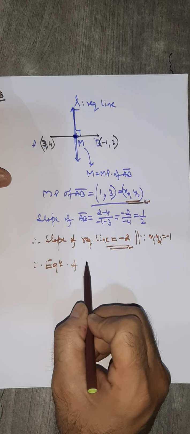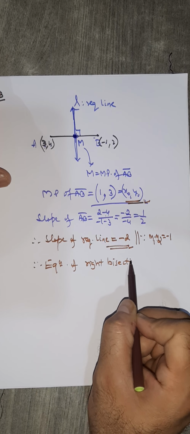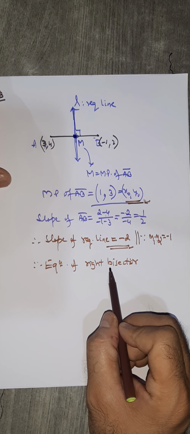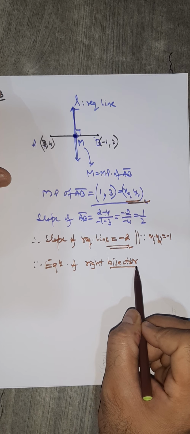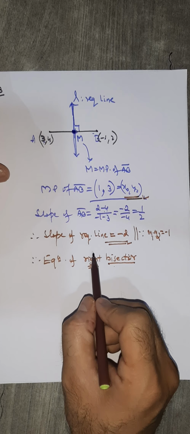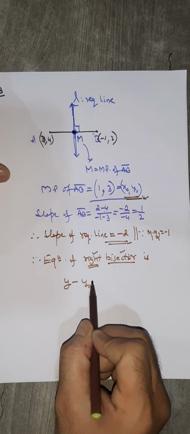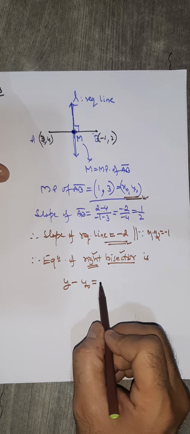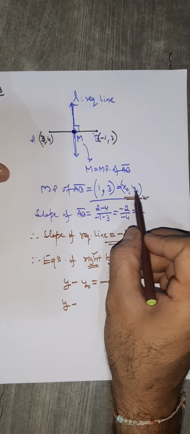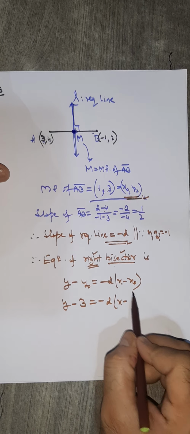So equation of right bisector. Right bisector means what? I repeat again. Bisector means it passes through the midpoint, and perpendicular, right angle, means perpendicular to this. So you have used both the words, right and perpendicular: y minus y0 equals slope. What's the slope? -2 into x minus x0. What is y0 here? 3. -2. X minus x0. What is x0? That is 1.